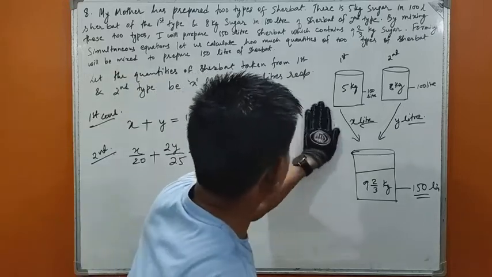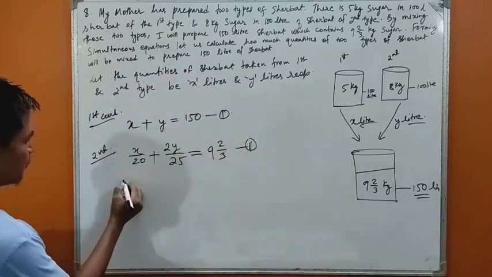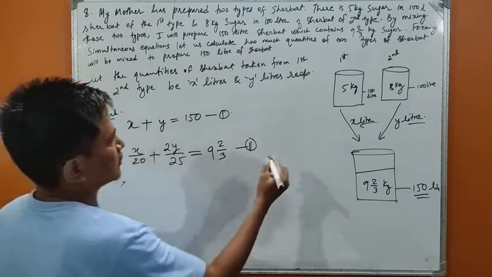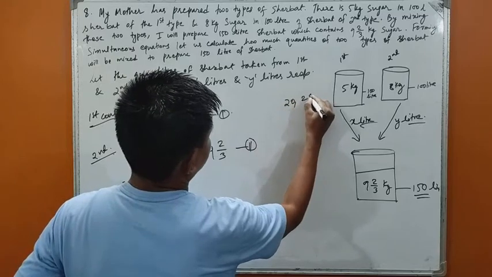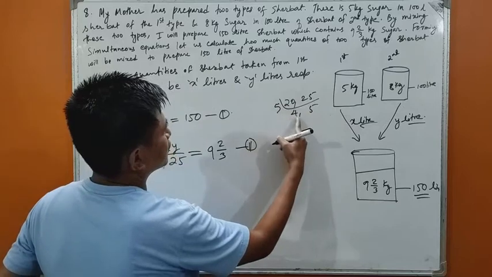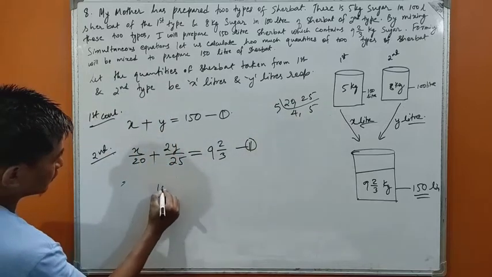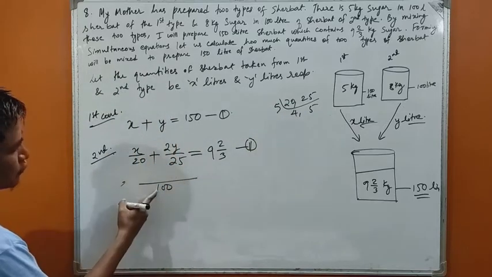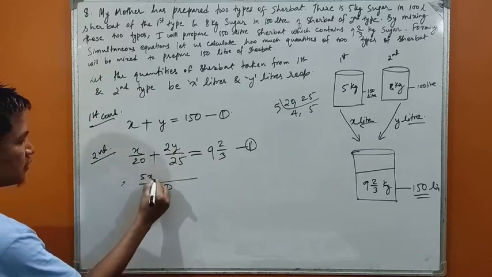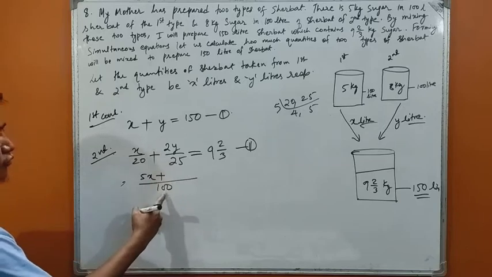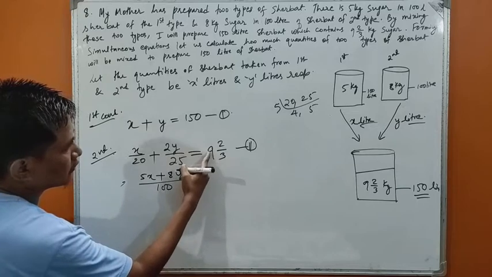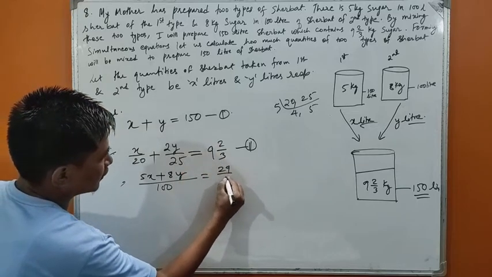Now let me erase this. So let us take the LCM of 20 and 25. LCM of 20 and 25 is 100, isn't it? 5 4s are 20, 5 5s are 25. So LCM is 100. So 20 into 5 is 100, 5 into x is 5x. This gives us 25 into 4 is 100, 4 into 2 is 8y, equals 3 9s are 27, 29 upon 3, isn't it?